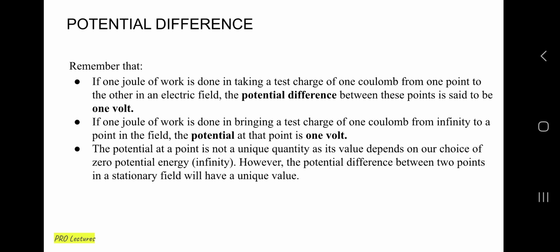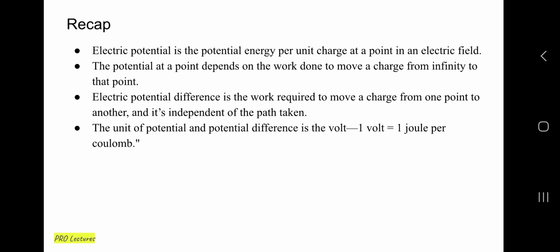Let's quickly recap the key points we have covered today. The electric potential is the potential energy per unit charge at a point in an electric field. The potential at a point depends on the work done to move a charge from infinity to that point. Electric potential difference is the work required to move a charge from one point to another, and it's independent of the path taken. The unit of potential and potential difference is volt, and 1 volt is equal to 1 joule per coulomb.